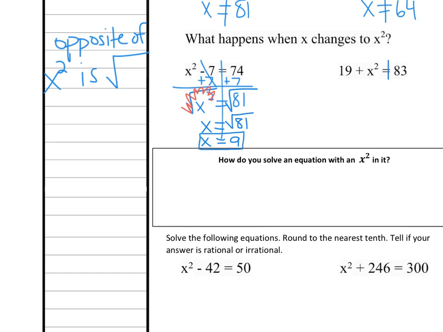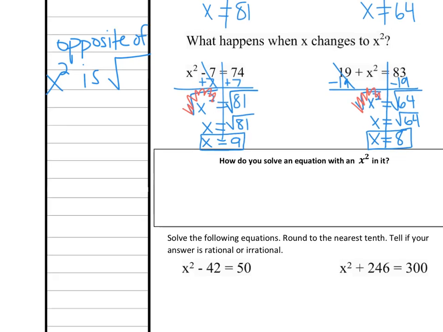So we want to try it one more time on the next one. I still need to get rid of the 19 first, so I'll subtract 19 and make the 19s go away. Then it says x squared equals 64. But to get rid of the square, I'm going to do the opposite. I'm going to do a square root on both sides so that they will cancel out, and it will just say x equals square root of 64. But I know that one's another perfect one, so I'll say that it's x equals 8.